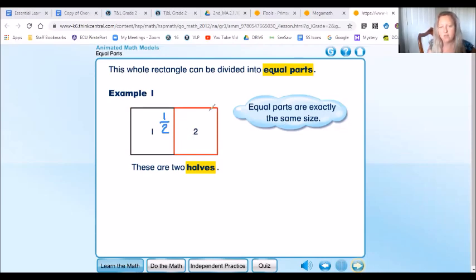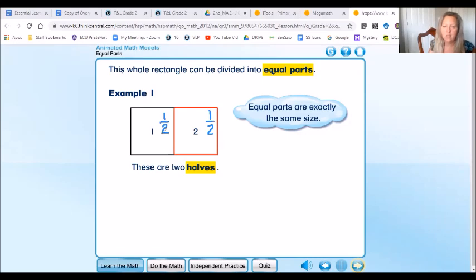Now on this half of my rectangle, it's also got the same name, 1/2. Remember, these two pieces are divided equally, same exact size. And when you have an item that's been divided into two equal parts, those are called halves. Here's 1/2 and here's 1/2. How many halves does it take to make a whole? It takes 2.